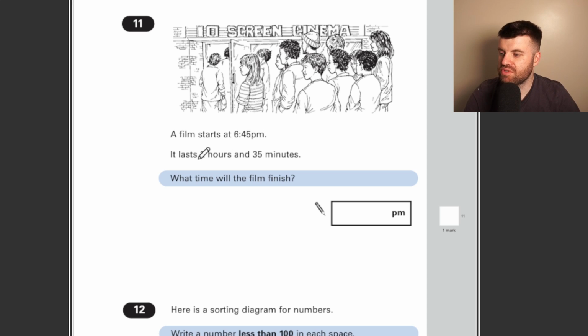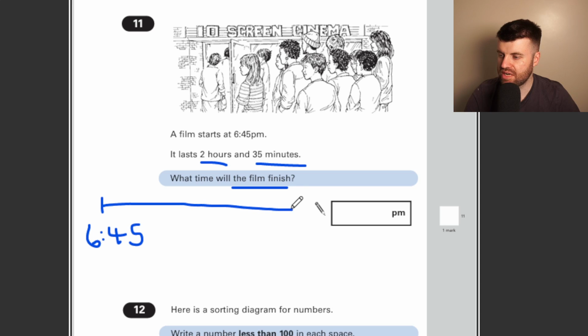Film starts at 6:45. It lasts for 2 hours and 35 minutes. When will it finish? This is such a bog standard time question. If you struggle with time, I want you to know we've done loads of videos on it. Go back through our channel, find the time video. We do lots of duration problems like this.